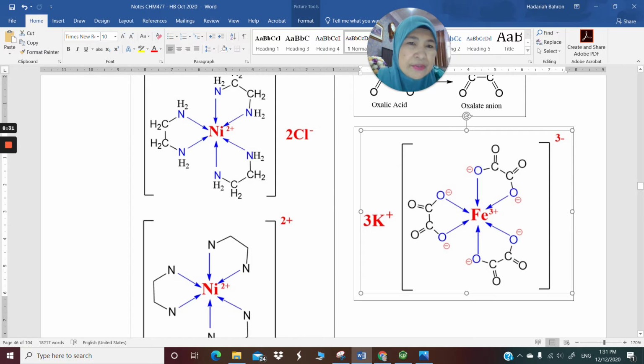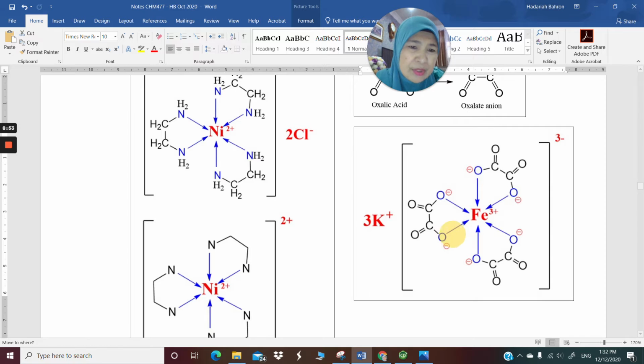I put iron 3 here because it's going to be relevant to your lab that you're going to carry out soon, hopefully virtually by looking at videos. Okay, so this is iron bonded to 3 oxalate.